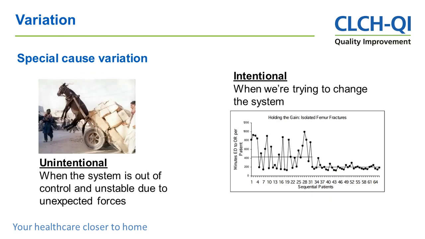Now, there are two types of special cause variation, one caused by an external factor, a specific thing happening leading to a change in the data. The first is known as unintentional special cause variation, and this is when the system is out of control and unstable due to unexpected or sometimes even unexplained forces. So, for example, the cart being tipped over in that image by the donkey is an unintentional outcome. Intentional, however, is what we really like to see in our data. We like to see intentional special cause variation, and that's because we're trying to change the system. So, for example, in the graphs shown on the right-hand side, we're looking at reducing the minutes between A&E and the operating room for patients with an isolated femur fracture. It's good to see that special cause variation, that reduction in the time.